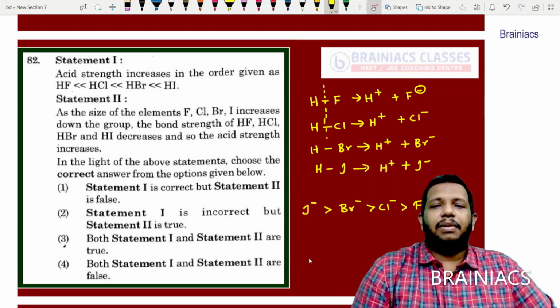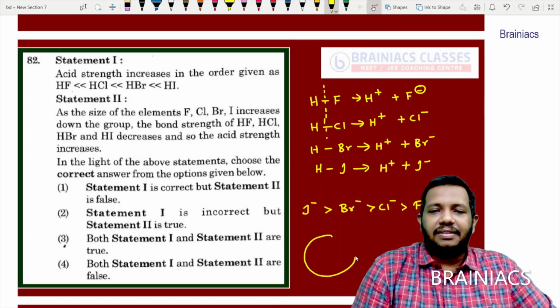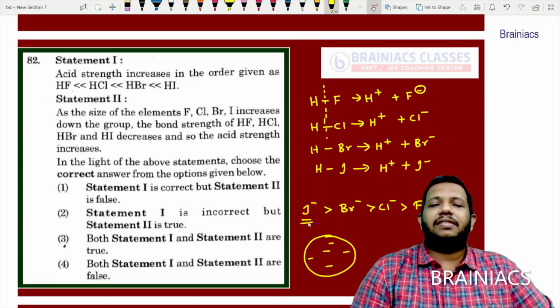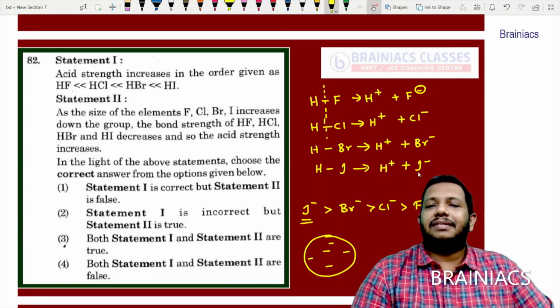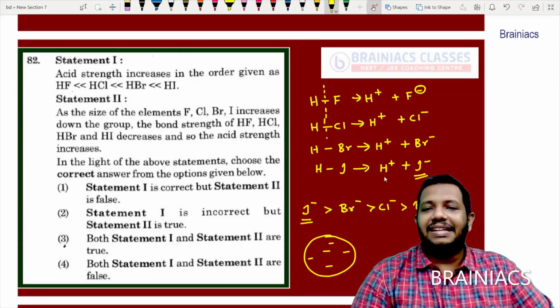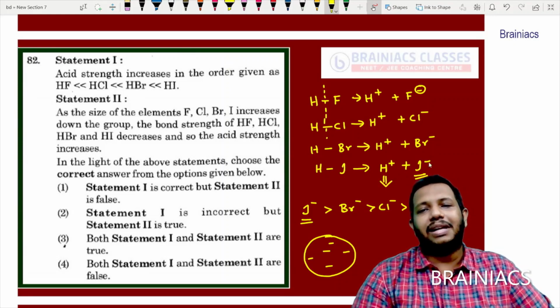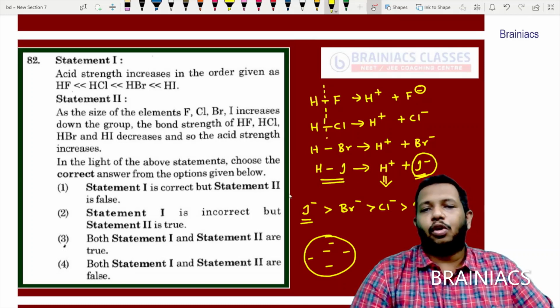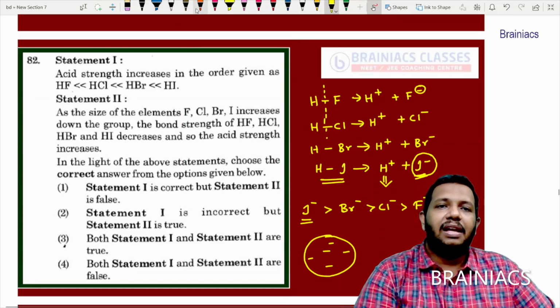What is the reason for that? Because iodine is a bigger size atom. So when it has a negative charge, it can distribute this negative charge in a bigger space. That's why I minus is most stable. If I minus is most stable, then it can easily release the H plus. It will not attract the H plus back because the remaining species is most stable. So I can say that HI is the strongest acid here. So statement 1 is perfectly correct.